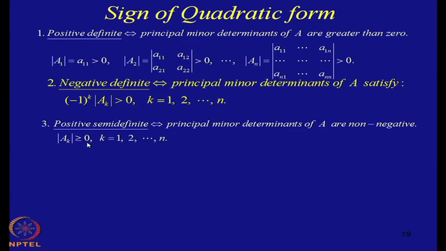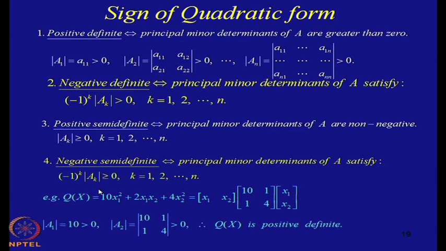Then only we can say the corresponding form is positive semi definite. And similarly negative semi definite would be if we are having the alternating sign of the determinant values starting from negative. And indefinite, if we won't get any pattern, then we will say the corresponding matrix is indefinite in nature. This is one example, the same example we have taken before.